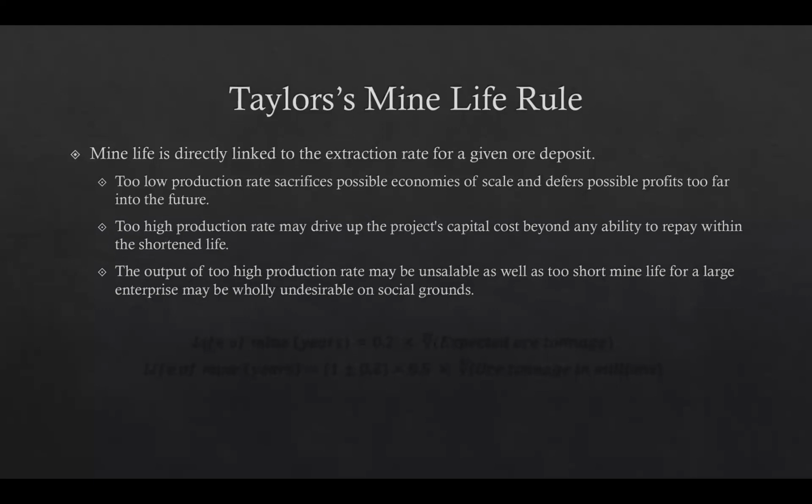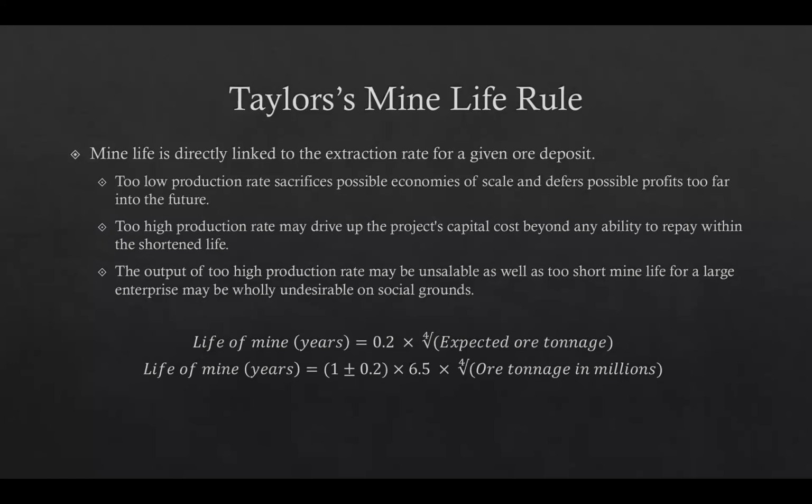Taylor, on the basis of his studies about different mining projects and different deposits, developed an equation to estimate the life of the mine, which is: the life of mine in years is directly proportional to the fourth root of the expected ore tonnage. And if we have the ore tonnage calculated or expected, we can estimate the life of the mine, and it gives a fairly accurate enough estimate of the life of the mine.